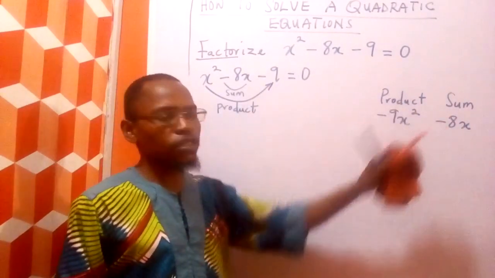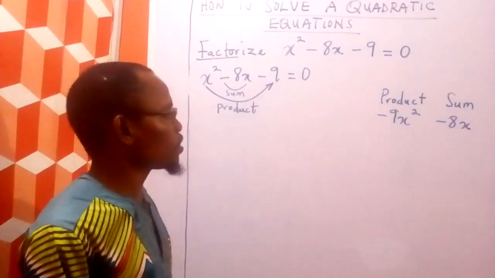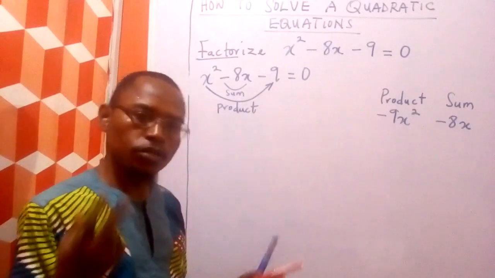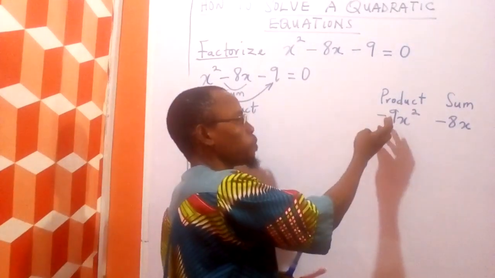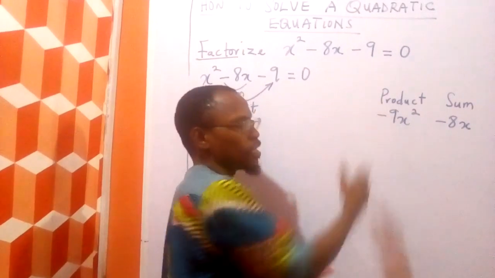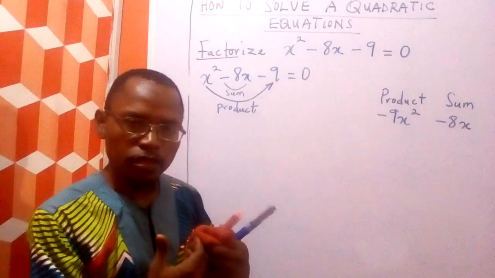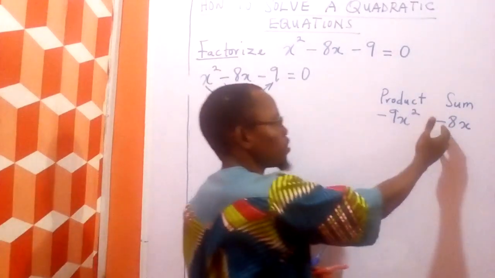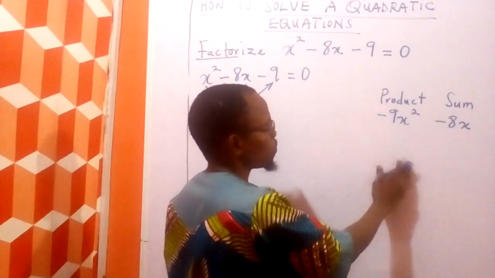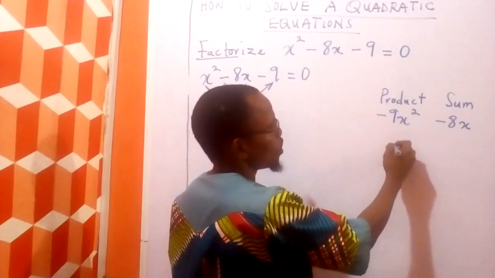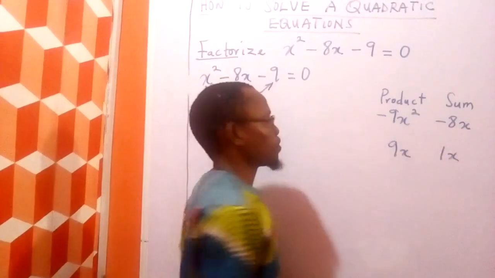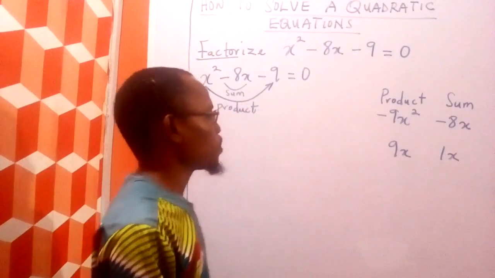After you've gotten the product and the sum, the next thing is to get the factors. The two factors are such that if I multiply them together, it will give me minus 9, and if I add or subtract them, it will give me minus 8x. So what will be the two factors? I'll have 9x and 1x. Okay, 9x and 1x.